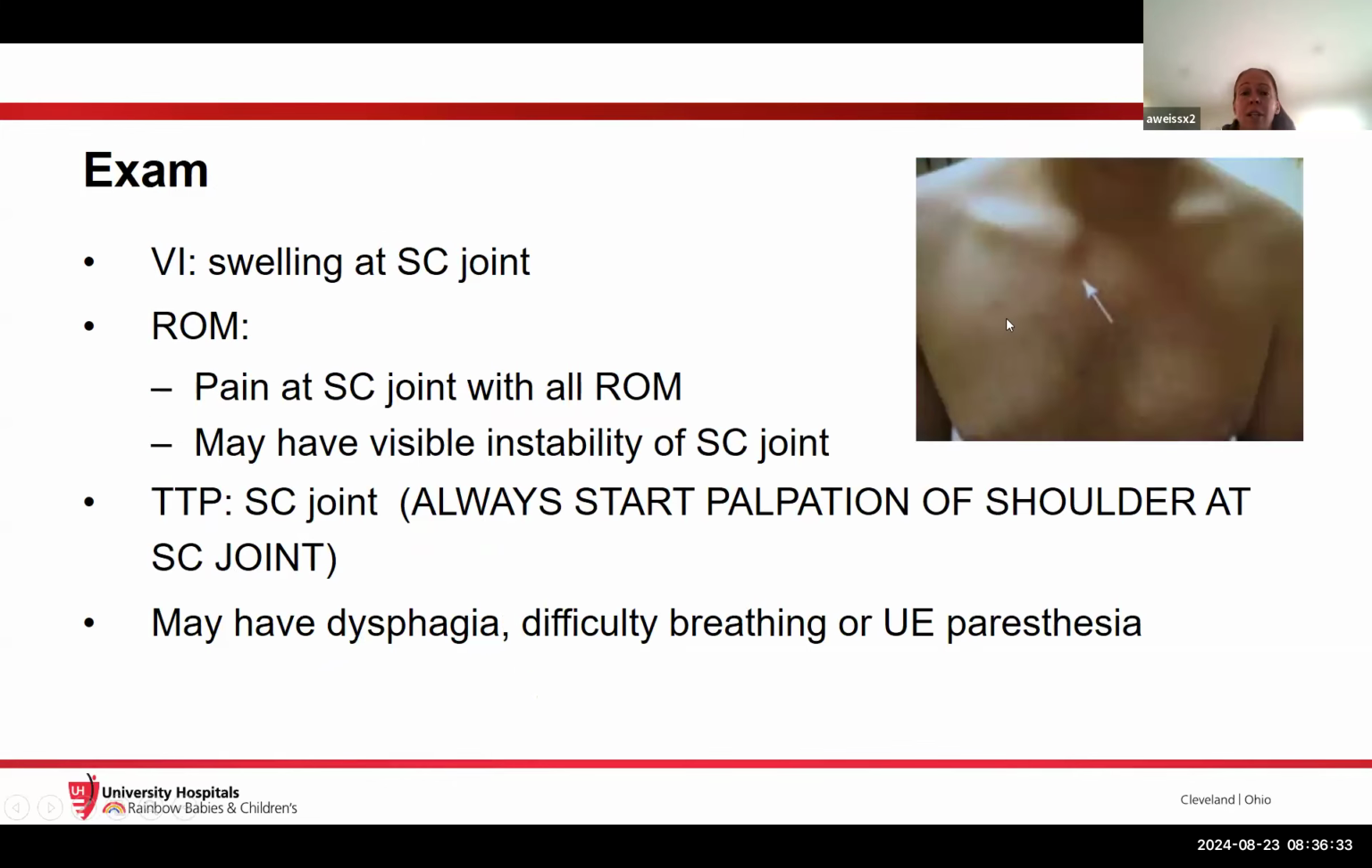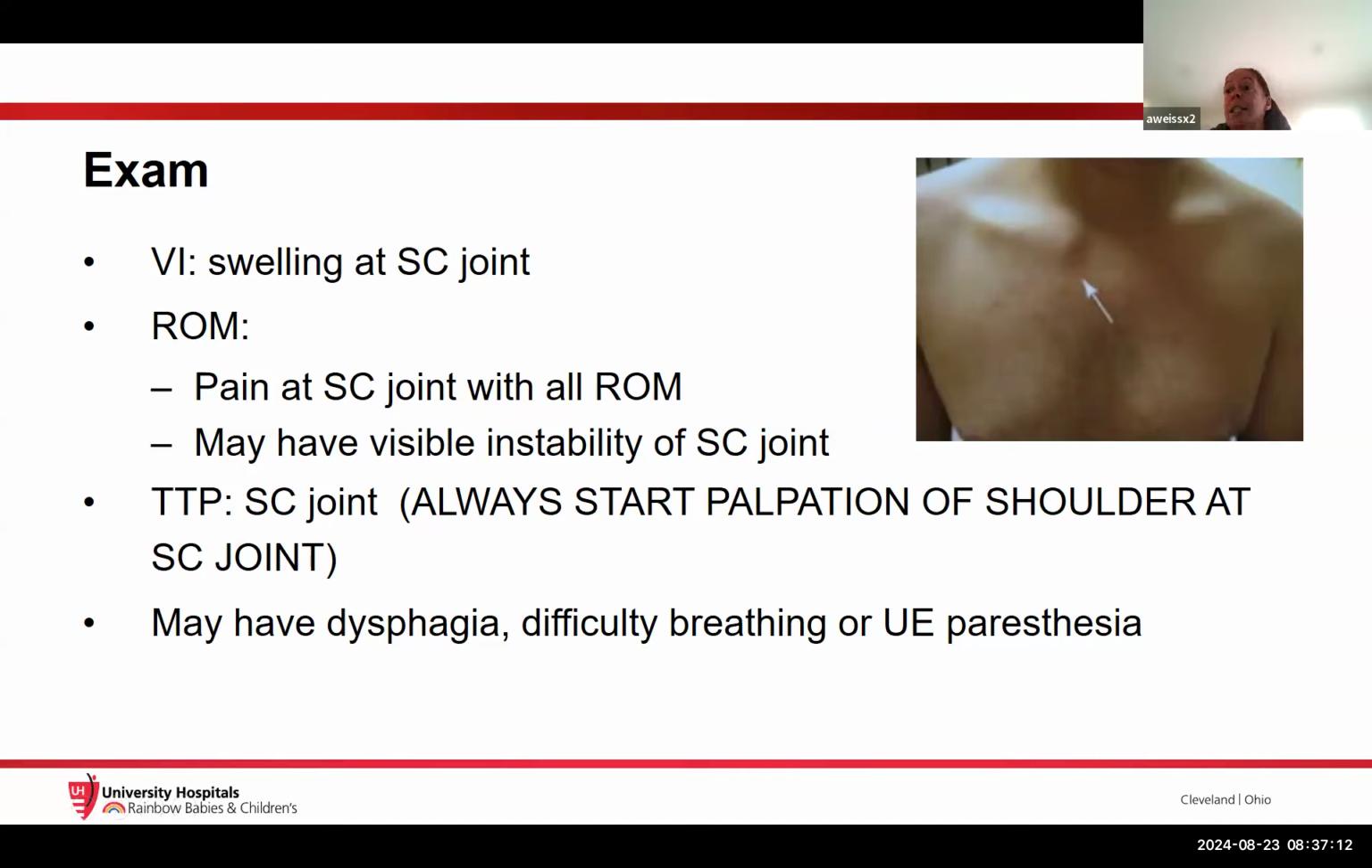You may see obvious swelling at the SC joint, especially if they are dislocated anteriorly. While this looks super impressive because this athlete had an anterior dislocation, we don't worry about those quite as much. We worry about the swelling in the acute time period, obviously, but the posterior dislocations are the ones that are more likely to cause laceration of vessels and other injuries. They will generally have pain at the SC joint with range of motion. Years later, sometimes these anterior dislocations are still unstable at that joint, so when they abduct and forward flex, you can see it move.